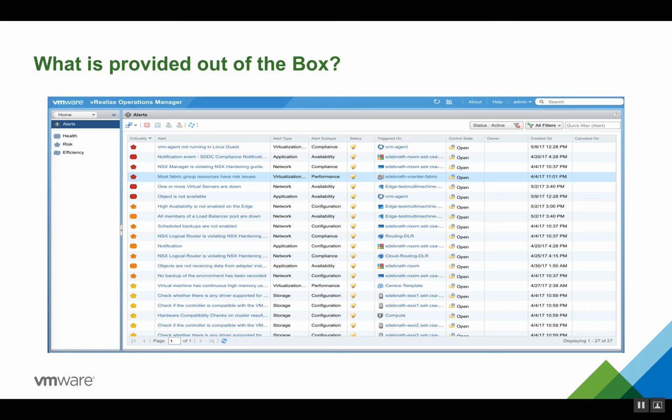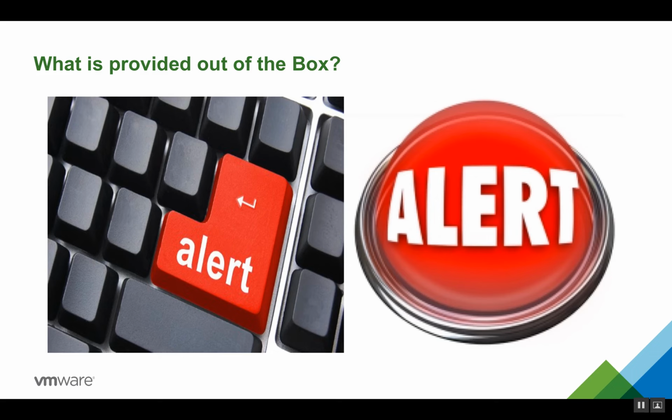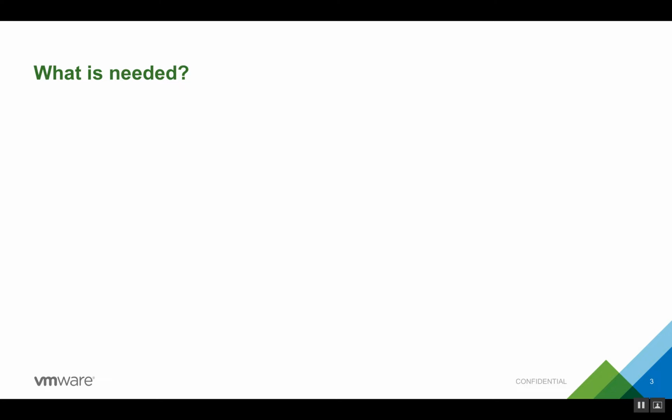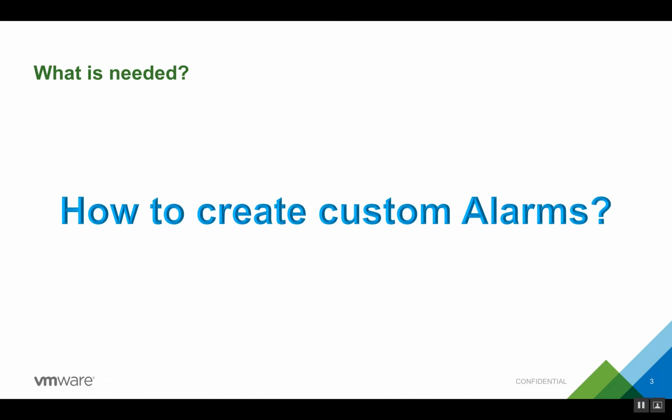Now the question is, the alerts that it shows are out of the box, but every environment is different. So the alerts that I want to see, probably they are not out of the box, right? So what to do in that case? The question is, what exactly is required? Now, how to create custom alarms, right?